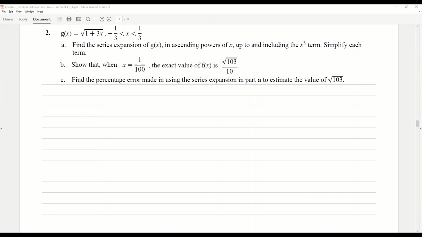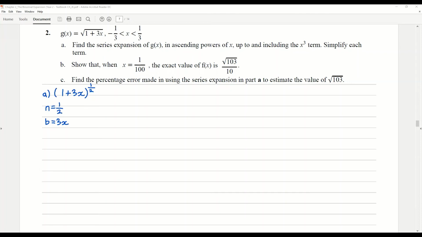All right, so let's have a look at part A. And same as usual, really. We just have to write down what the power is. So obviously the square root means (1 + 3x) to the power 1/2. This also means, of course, that n equals 1/2, and your b value is equal to 3x.